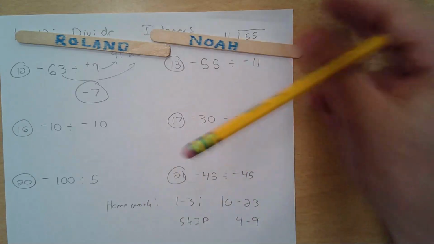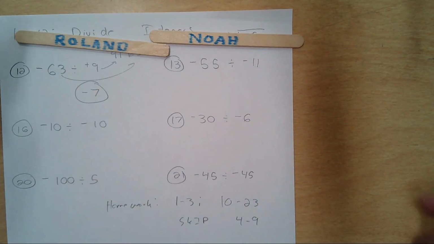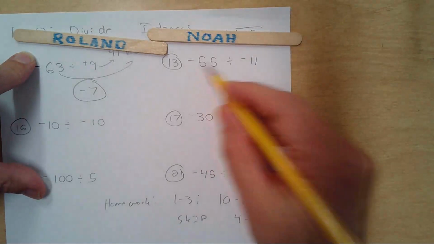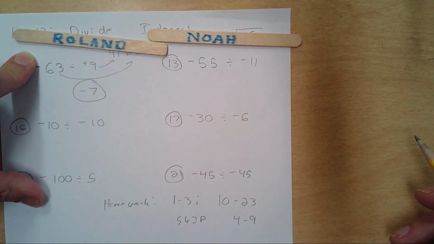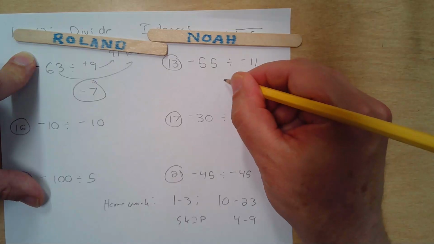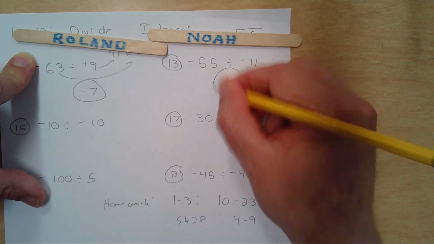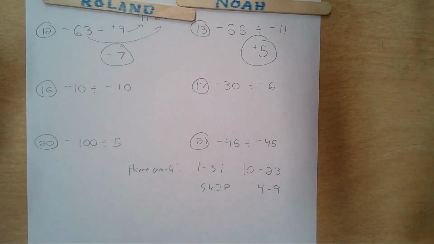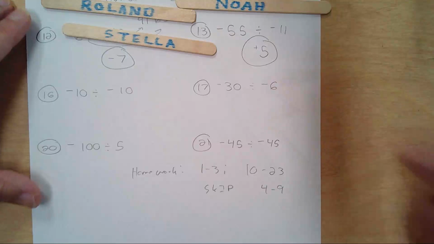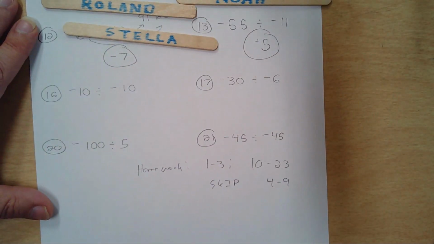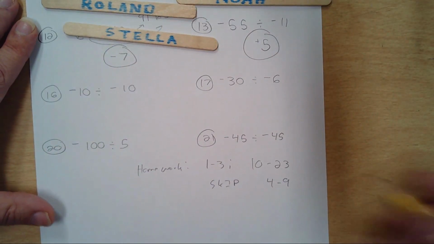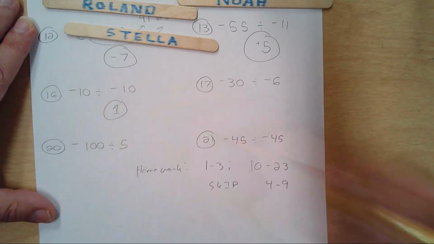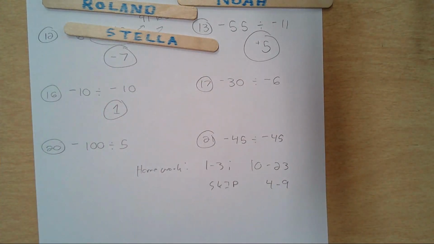13, Noah. Negative 5. 1, 2. Oh, positive. Positive 5. Right, 2 negatives, positive outcome. Number 6, Stella. Positive 1. Right, anything divided by itself is 1. Even number of negatives.